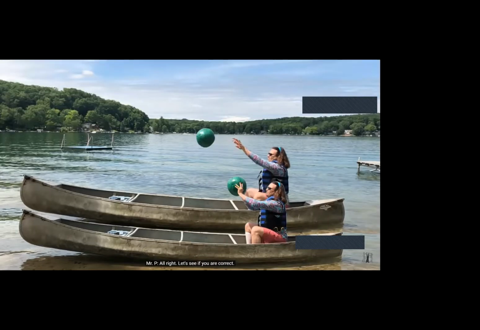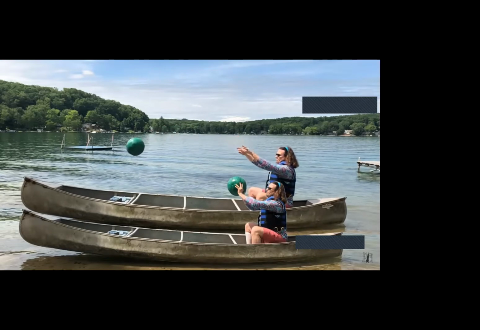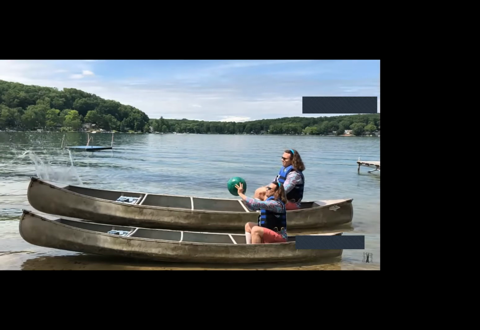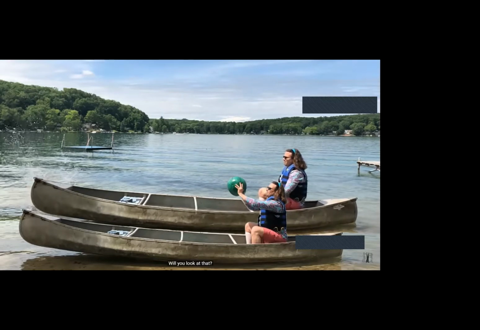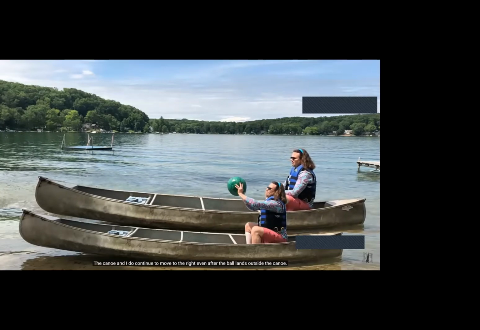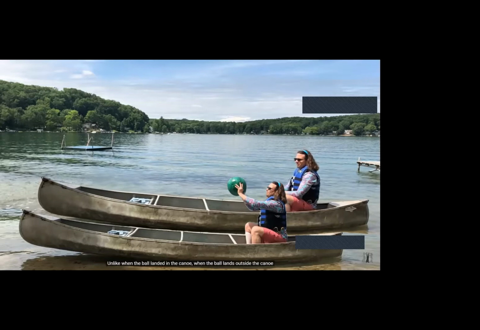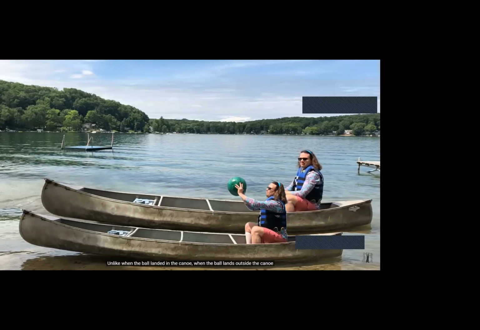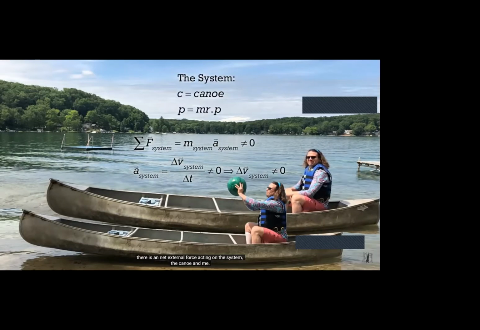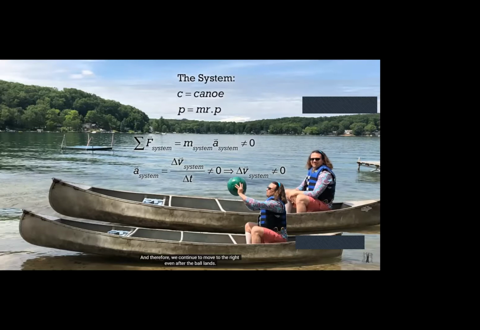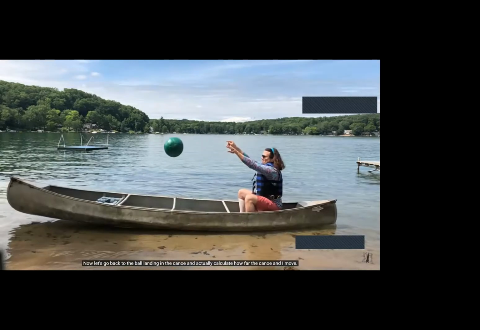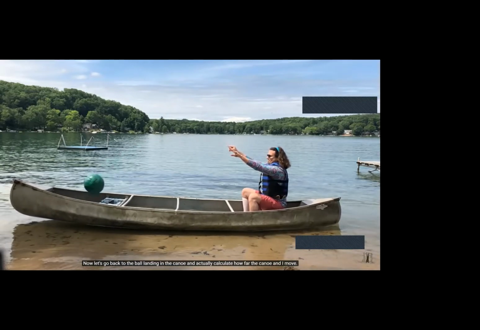All right, let's see if you are correct. Will you look at that? The canoe and I do continue to move to the right, even after the ball lands outside the canoe. Unlike when the ball landed in the canoe, when the ball lands outside the canoe, there is a net external force acting on the system, the canoe and me, and therefore we continue to move to the right, even after the ball lands.